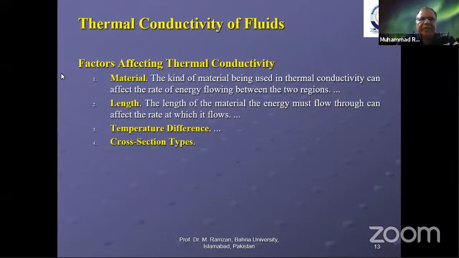The kind of material being used can affect the rate of energy flowing between the two regions. As far as the length is concerned, the length of the material the energy must flow through can affect the rate at which it flows. And obviously the temperature difference between the ends of the rod, let's say on one side is the high temperature and the other side is the low temperature, the heat will obviously start moving from the high to the low side. And for the cross-section type, obviously the bigger the cross-section, the higher the heat rate, and the smaller the cross-section, the smaller the heat rate.